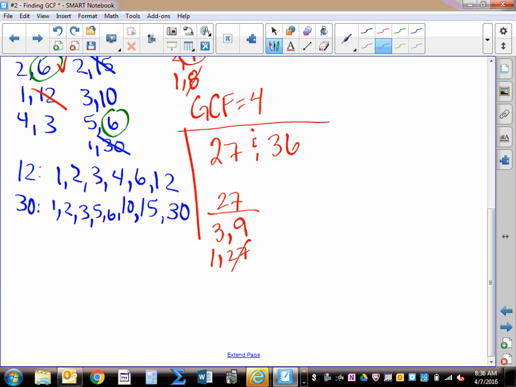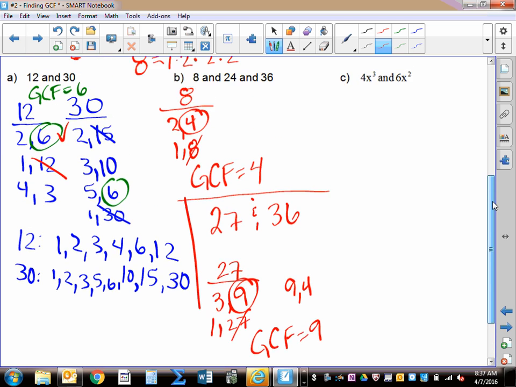I heard no and I heard yes. Those of you that say yes, what is it? 9 times what gives you 36? 4. We just did that one, right? Good. So 9 is a factor of 27, and it's a factor of 36. 9 times 4 gives you 36. Good. So 9 is actually my GCF. It was a little bit faster. Does that make a little more sense? Awesome. Okay. Questions before we move on to our variables?